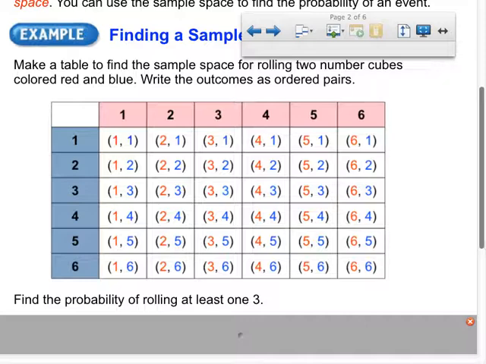Now, remember when we calculate probability, it's a fraction, right? So it's the favorable outcomes over possible outcomes. So we already know right now the denominator is going to be what?